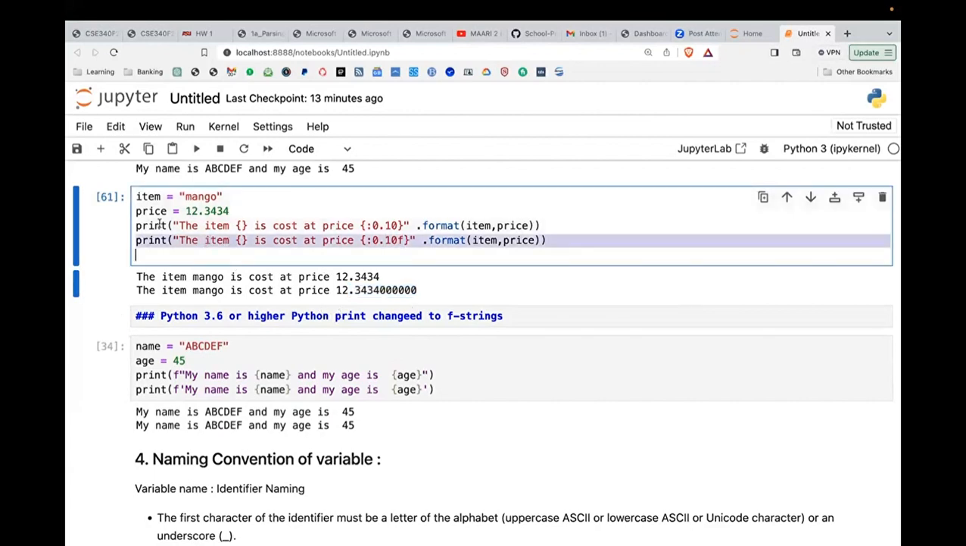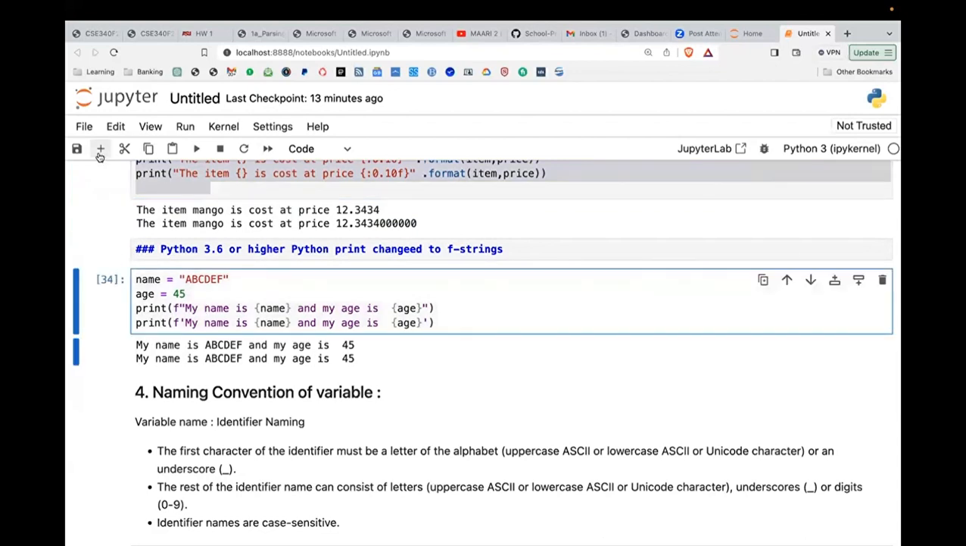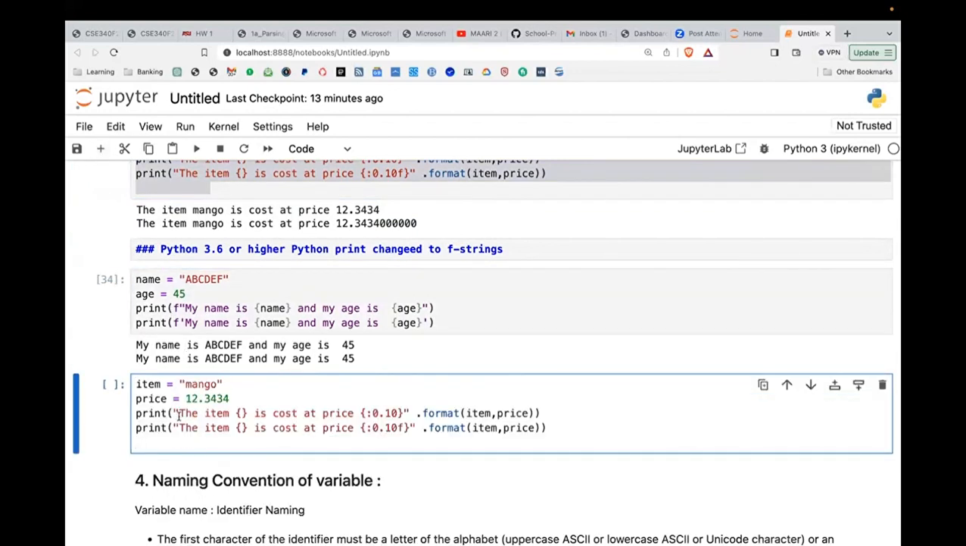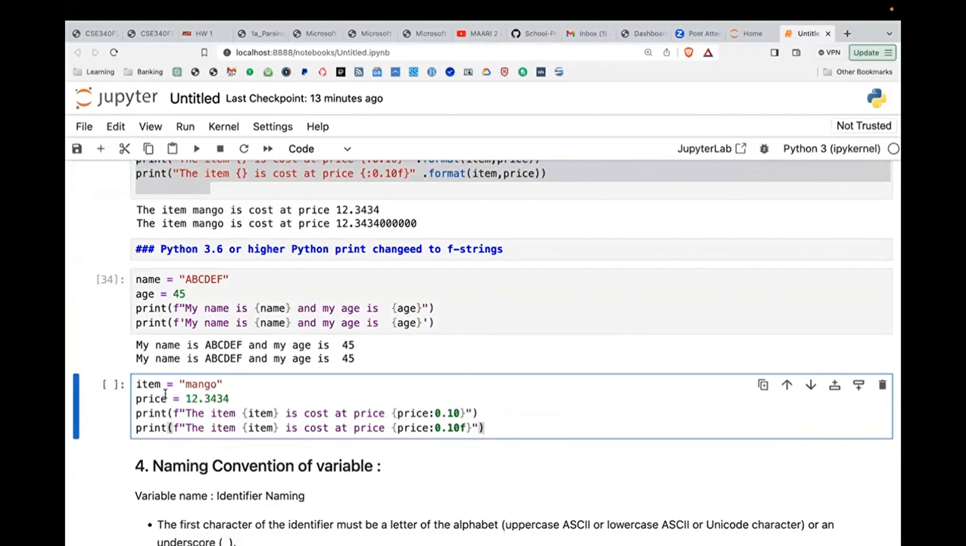Okay, display. The same answers can be done with the F string. This is the F string part. I could have directly put F here, and I would not be doing this here. I could be directly writing price. I don't need this, I don't need this. I just need the item here, item here. You got it? Same thing with the F string.